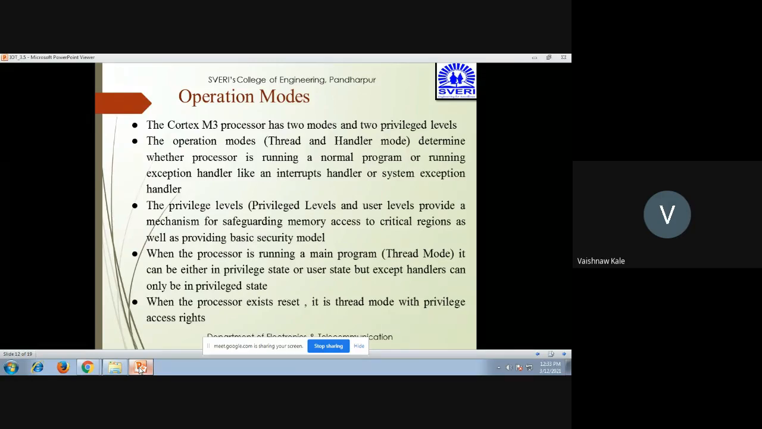Now privilege level and user level provide a mechanism for the security model. It provides a basic security model. When the process is running as a main program, it can be either in a privileged state or in the user state. But exception handlers can only be in a privileged state. If there is an exception handler, then at that time it is in the privileged state. When the processor goes into reset mode, it is in thread mode with privileged access rights.